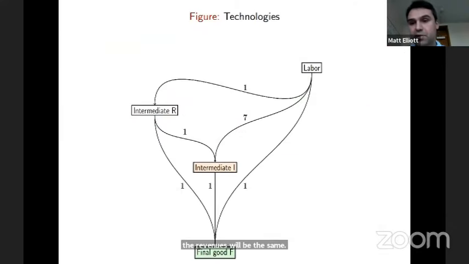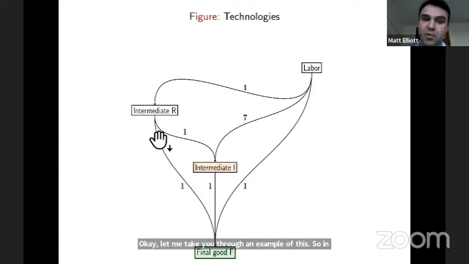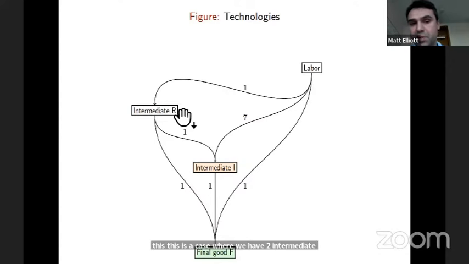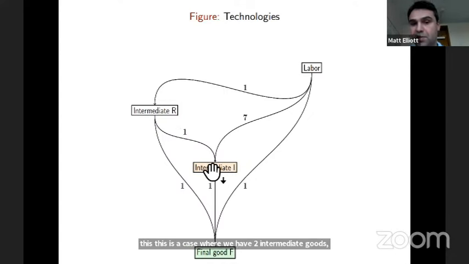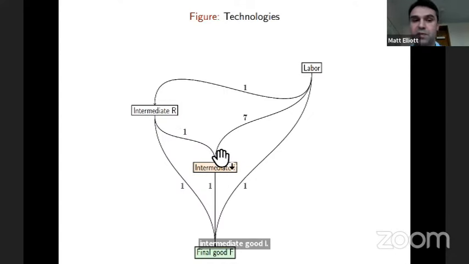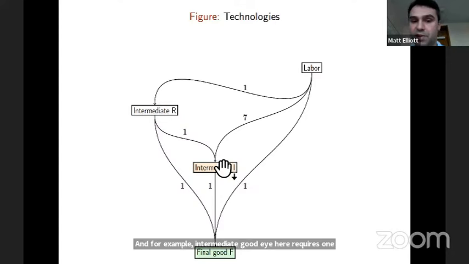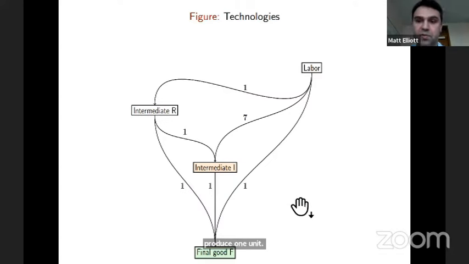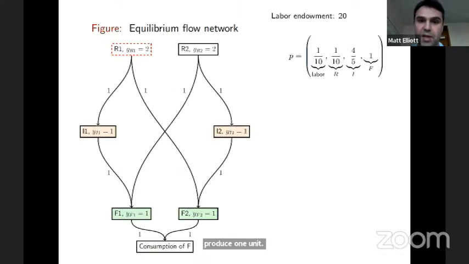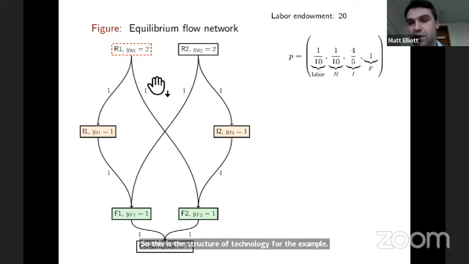Okay, let me take you through an example of this. So this is a case where we have two intermediate goods, intermediate good R and intermediate good I. For example, intermediate good I here requires 1 unit of intermediate good R and 7 units of labor to produce 1 unit. So this is the structure of technology for this example. And this is what an equilibrium might look like in this case.